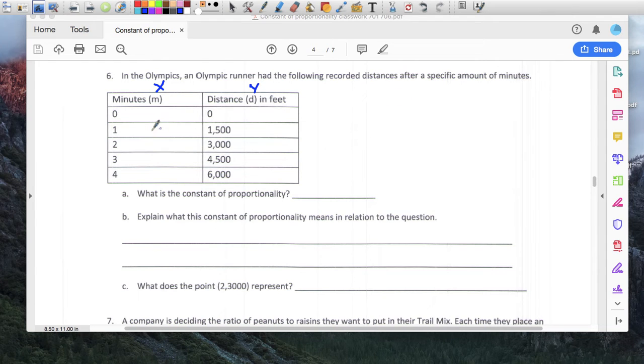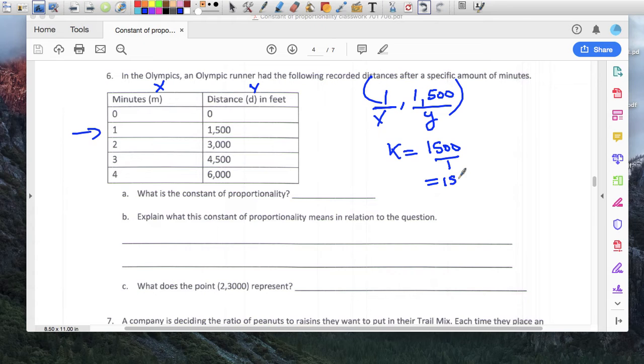So pick a point. Guys, your unit rate is always going to be when it's 1, right? So let's take that point. If I were to get that point, it'd be 1 minute, 1,500. So this is my X value, this is my Y value. So if I actually were to do this, it would be 1,500 over 1, which is 1,500. So my constant of proportionality is 1,500.